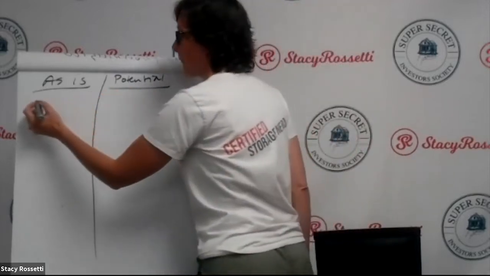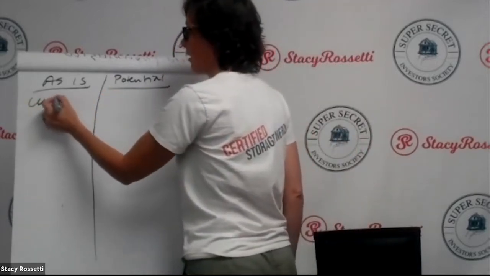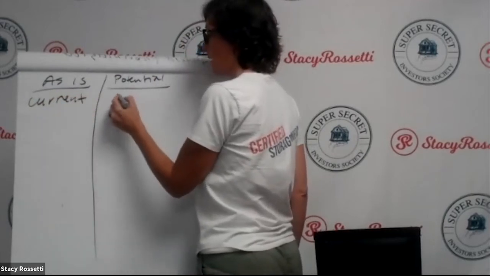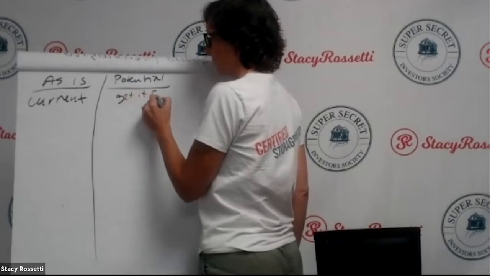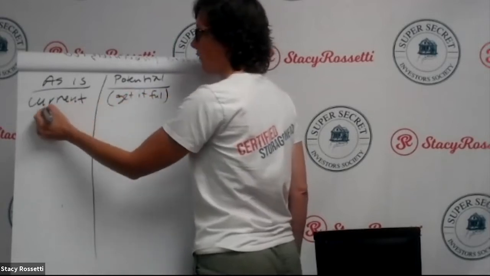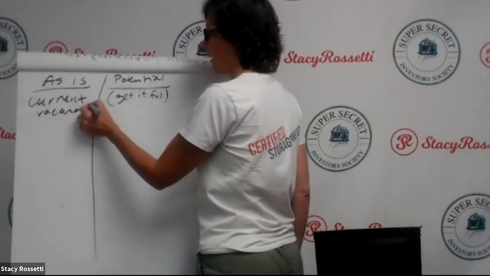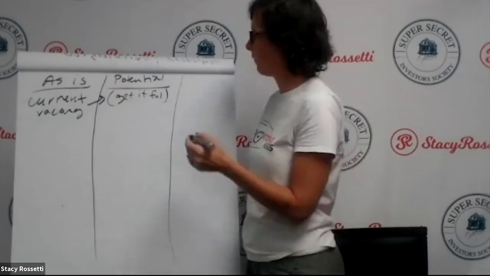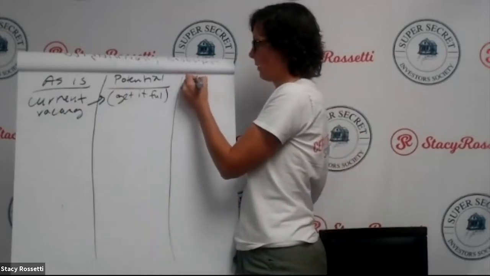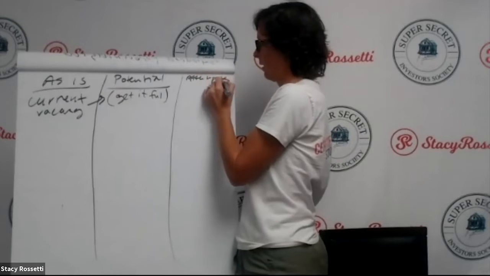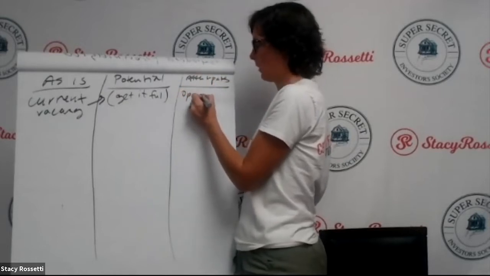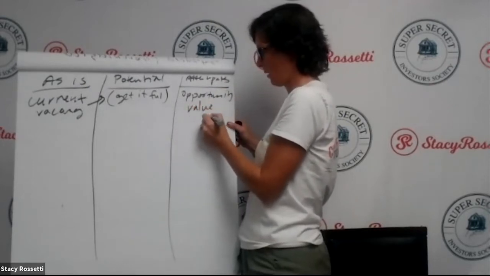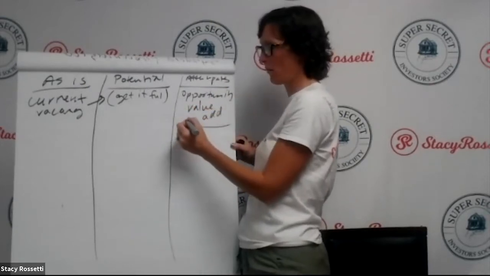Potential. So this is current, right? And this is to get it full from being vacant, current vacancy, to get it full. And then we call it opportunity. What do we call it? He calls it after updates, which is really the opportunity or the value add. And these would be the numbers for that.